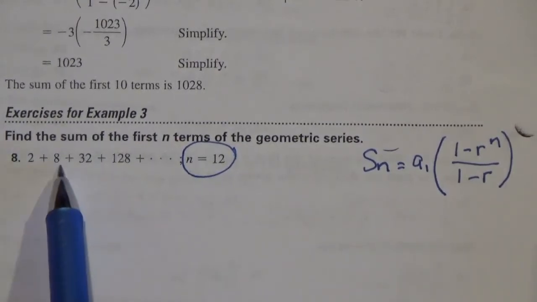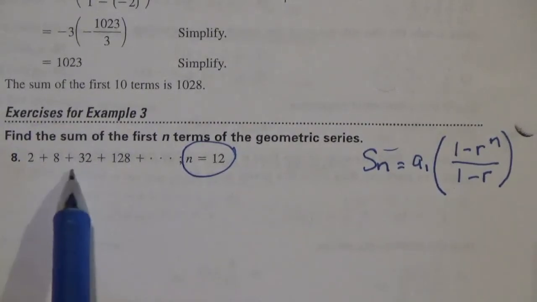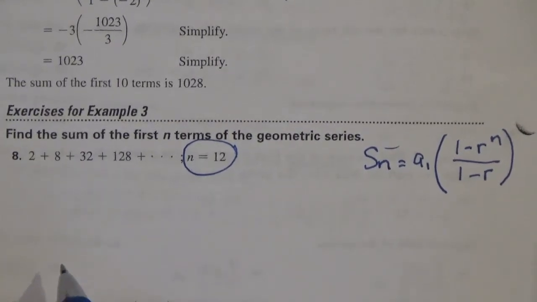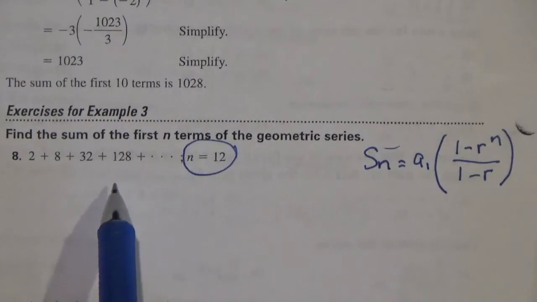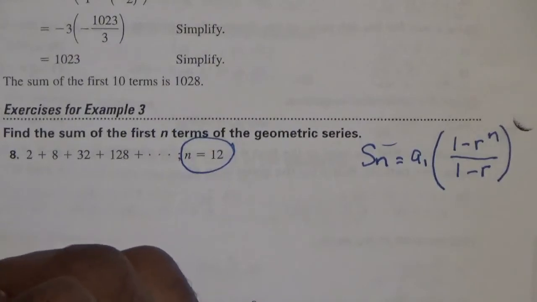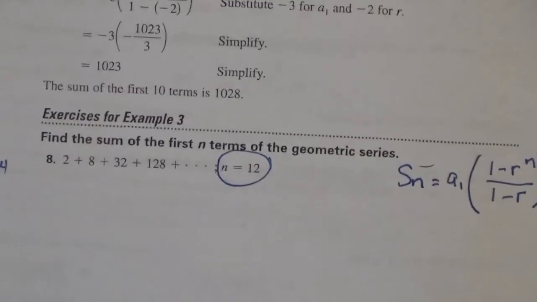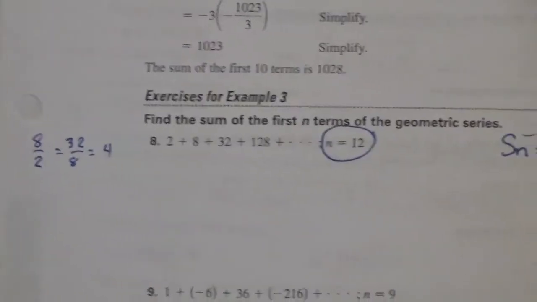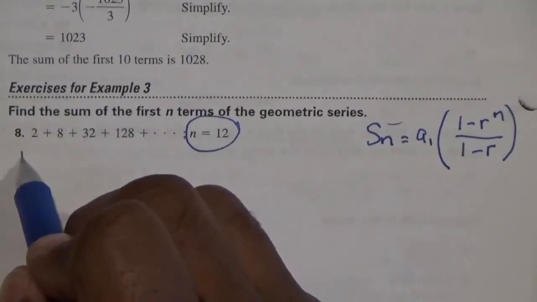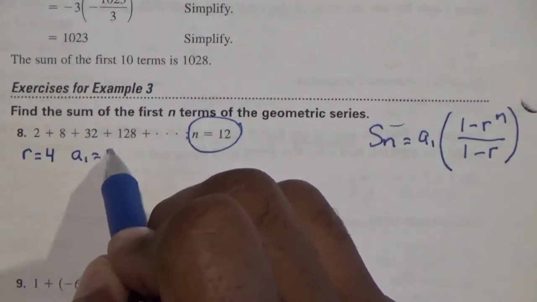So we're going from 2 to 8, 8 to 32, 32 to 128. Remember, if you've got number sense, you can see that every term we're multiplying by 4. If you can see that, then that's great. If you can't, you're going to go 8 over 2, which should equal 32 over 8, and so forth, and it'll all equal 4. So r is equal to 4 for this, and our first term is equal to 2.